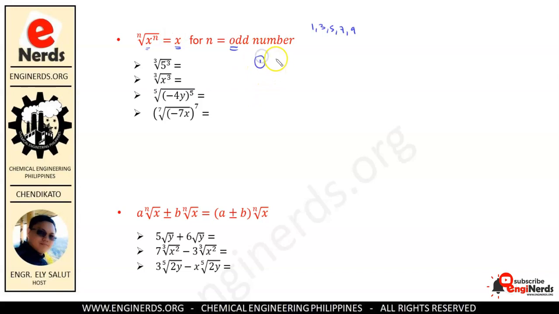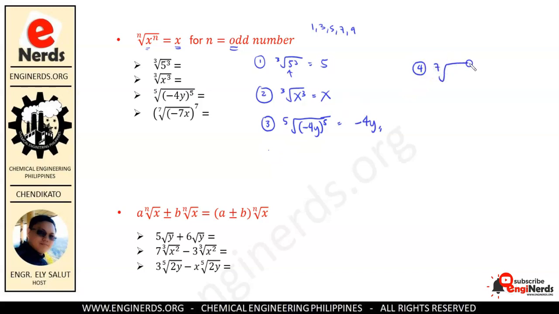So first example, cube root of 5 cubed. Okay, so this is like being cancelled out, yung index at ang ating exponent here. So the answer will be 5 kasi kung ano yung sign ng radicand natin, yan na yung sagot natin. No? So number 2, we have cube root of x cubed. Okay, this is like being cancelled out, so we'll have here x. So number 3, 5th root of negative 4y to the 5th. Okay, so this will just be cancelled out, but since our index is an odd number, this will be negative 4y.